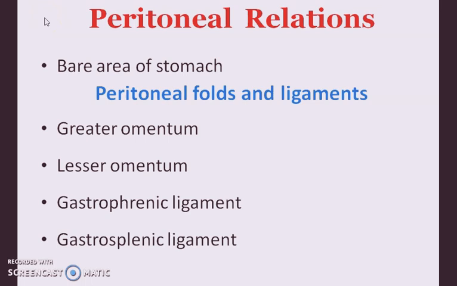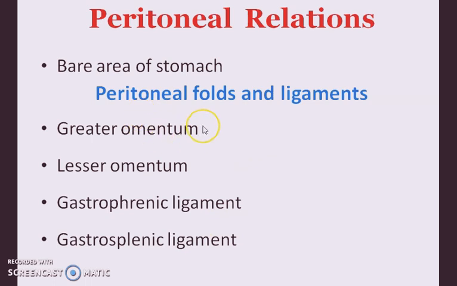Peritoneal relation. The stomach is covered by peritoneum all over except a small triangular area near the cardiac end, which is called the bare area of the stomach. Peritoneal folds and ligaments associated with the stomach are the greater omentum, lesser omentum, gastrophrenic ligament and gastrosplenic ligament.